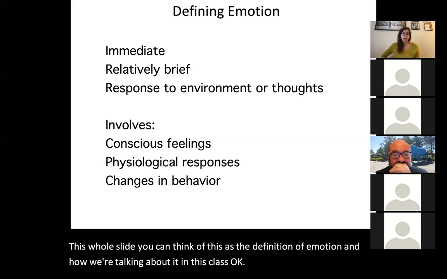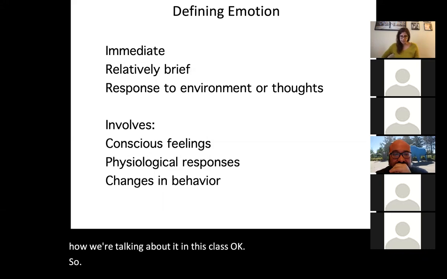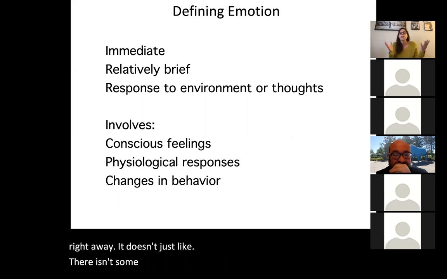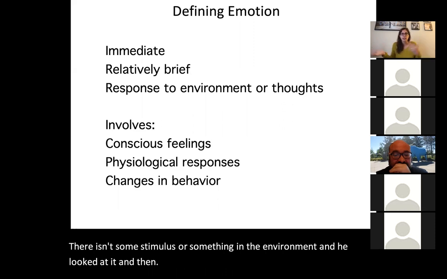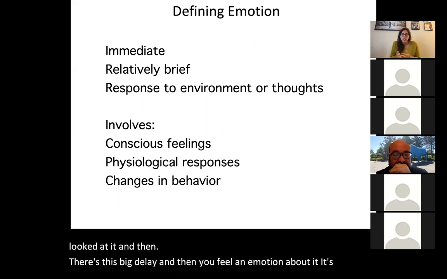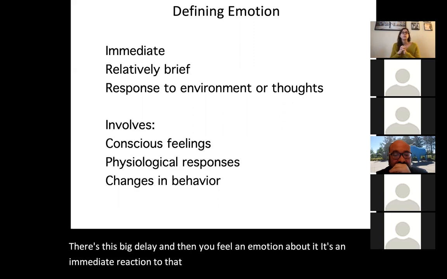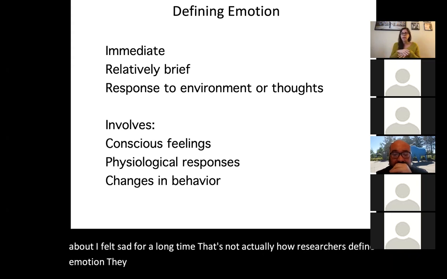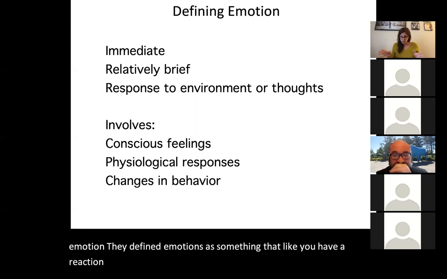So by immediate, what we mean is that it's happening as a response right away. There isn't some stimulus in the environment and you look at it and then there's this big delay and then you feel an emotion about it. It's an immediate reaction to that. And emotions are pretty brief. You might think, oh, I felt sad for a long time. That's not actually how researchers define emotion. They define emotions as something where you have a reaction and then it goes away. It's actually pretty brief.